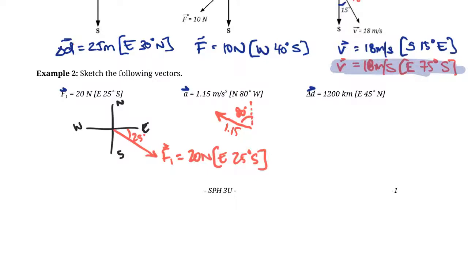And then lastly, delta D, 1,200 kilometers. So this is a displacement again. East 45 degrees north. So think about you're starting at east and you're going 45 degrees to the north. It's going to be a vector that's in that direction. Its length, 1,200 kilometers. And again, there's the label. I don't need to label it because it's there, as long as you can draw the arrow in the right direction.